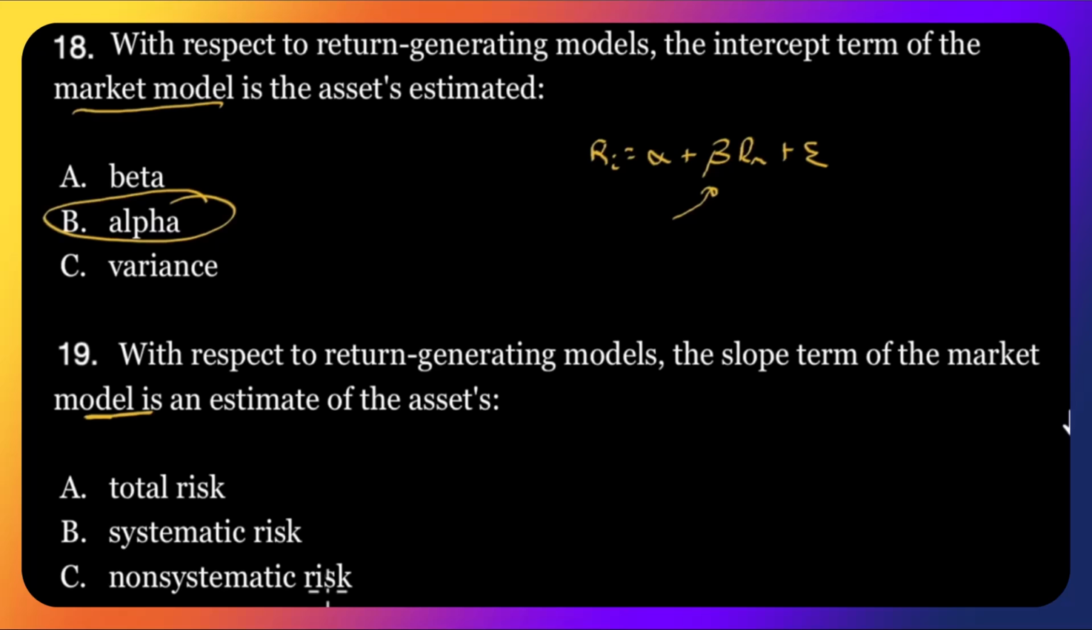Well, beta captures what? Beta captures our systematic risk. The epsilon term, the error term, captures our non-systematic risk. So it is an estimate of the asset's systematic risk.